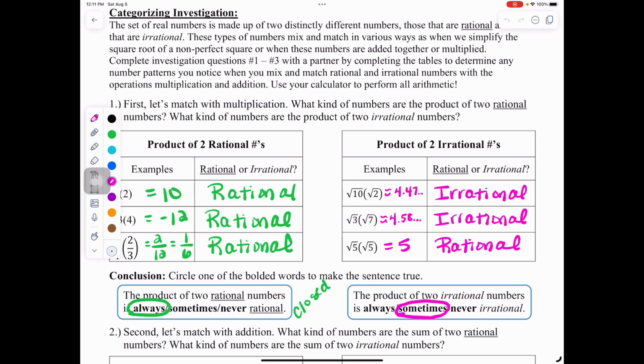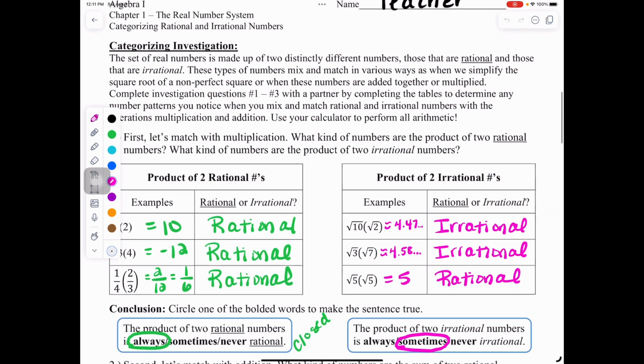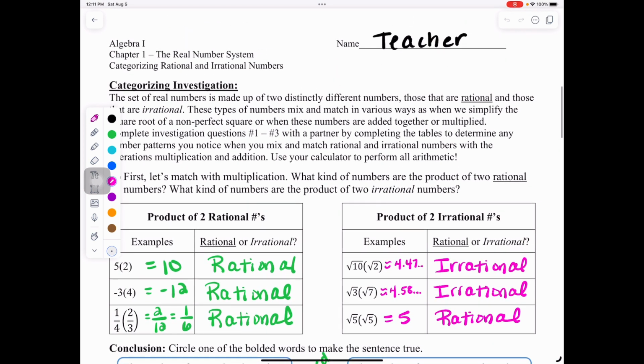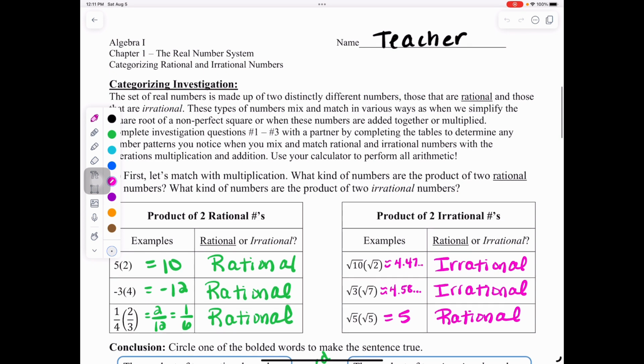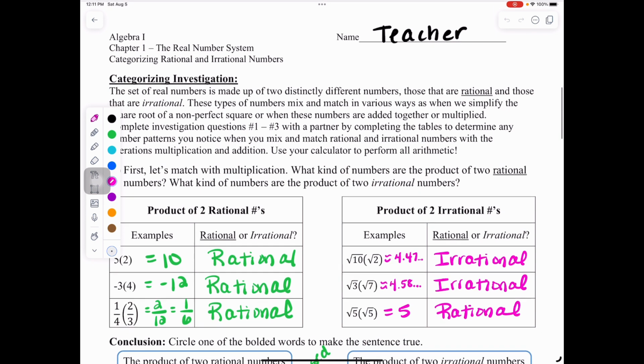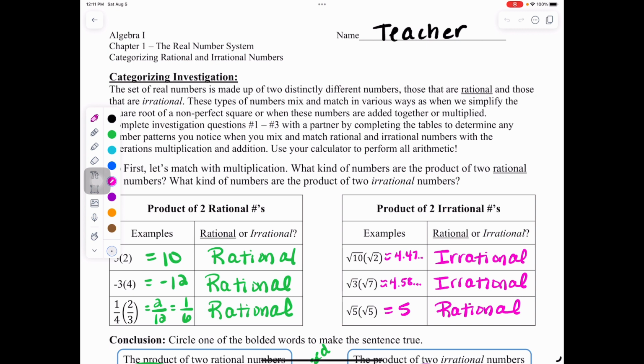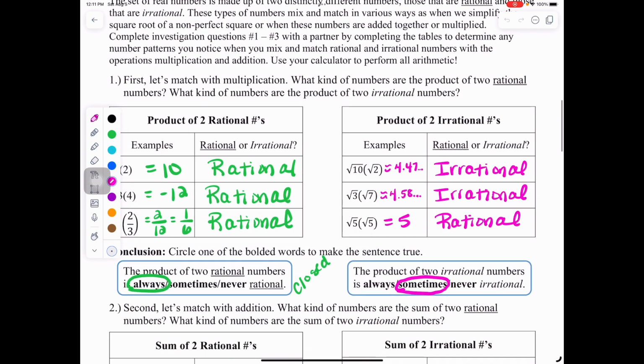In number 1, we were doing all multiplication. We wanted to know what kind of numbers we'd get when we multiply two rational numbers. Remember what rational numbers are? Decimals that end, decimals that repeat, numbers that can be written as a fraction. You had the examples of 5 times 2, which is 10, negative 3 times 4, which is negative 12, 1/4 times 2/3, which is 1/6. All of those resulted in rational numbers. That's telling you when you take two rational numbers and you multiply them, you always, as I circled below, get another rational number.